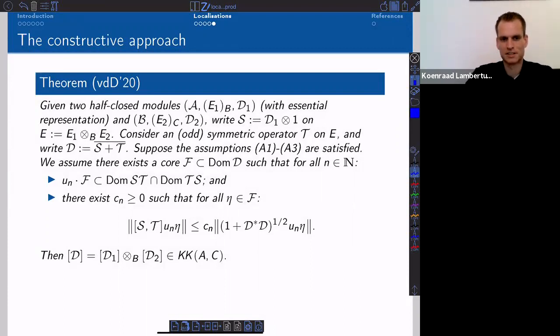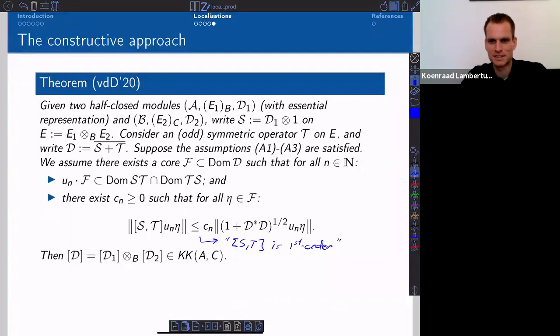So we want this commutator to be relatively bounded by the operator D. So this is really telling us that this commutator of S with T is a first order operator. So again, if S and T are both first order differential operators, their commutator will be second order in general. So we're assuming that it is now in fact first order.